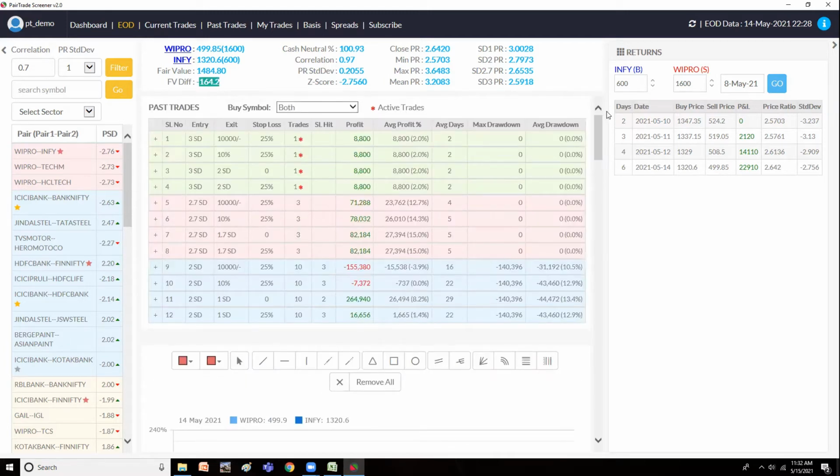Coming to the past trade section, the past trade section gives us a lot of information. 3 different entry points are defined here. One is the 3 standard deviation, another is 2.7, and another is 2 standard deviation. And exit criteria are also defined differently. One is if you are entering at 3 and exiting at 10,000 profit, not on the same day, but in the coming days, whenever a 10,000 profit is generated, we are exiting. Similarly, we are looking for a 10% profit, or we are looking for the full 1 standard deviation as the target. Similarly, for 2.7, 4 different combinations.